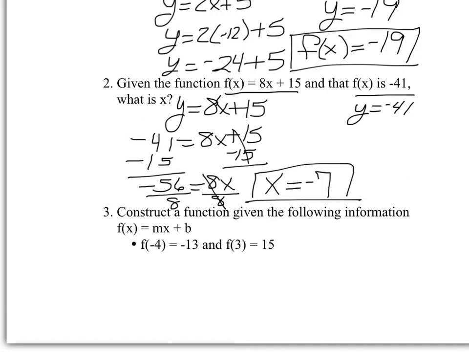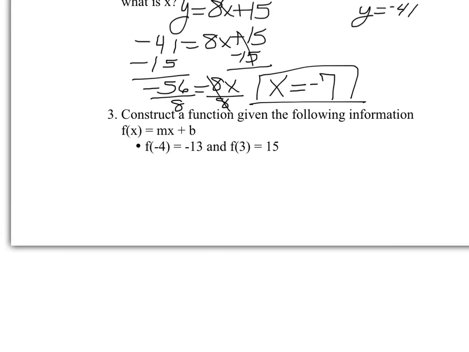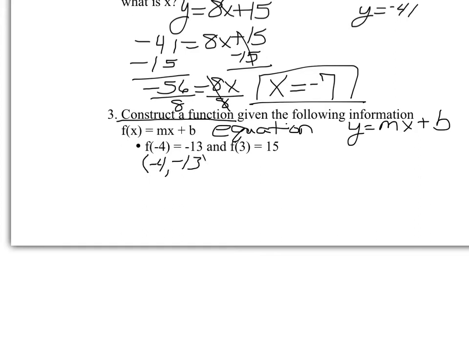Last one, problem 3. The last type of problem we're going to look at is to construct a function. If it's asking you to construct a function, it's asking you to write an equation. And we know how to write equations in y equals mx plus b, where m is our slope and b is our y-intercept. I am hiding 2 ordered pairs on you right now. I'm hiding negative 4 and negative 13. And I'm also hiding 3 and 15.